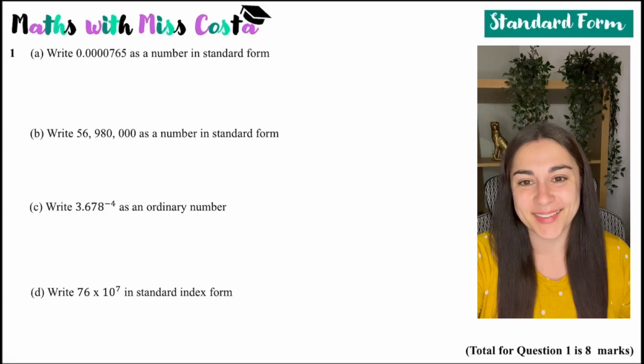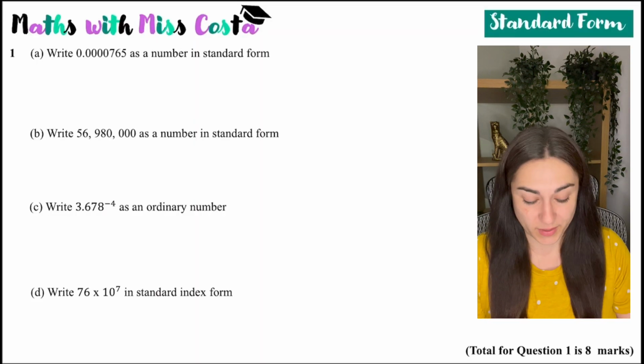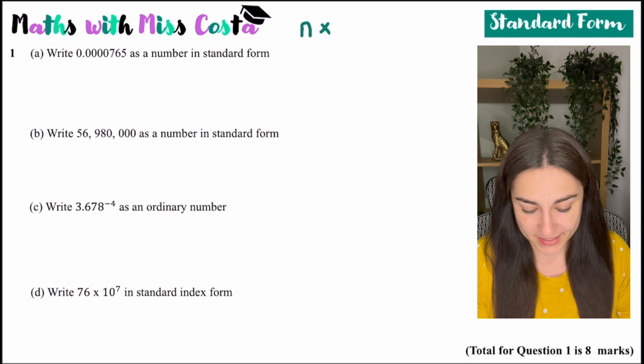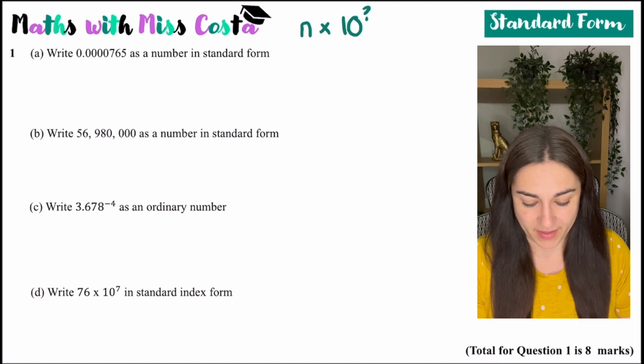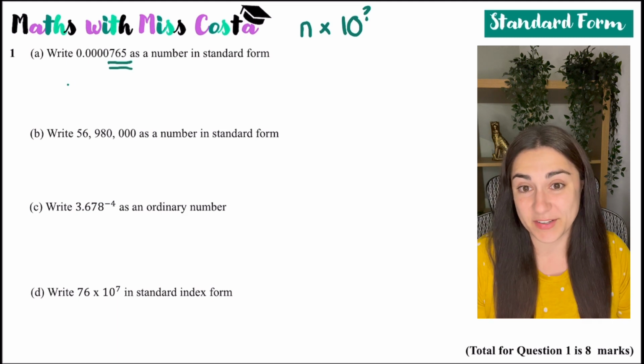Okay, so for the first question we've got standard form. The first 3 are just simple questions. I'm asked to write a number in standard form. Just remember, to write any number in standard form, you write it as the number times 10 to the power of something. Essentially I look at the digits and I turn them into a decimal.